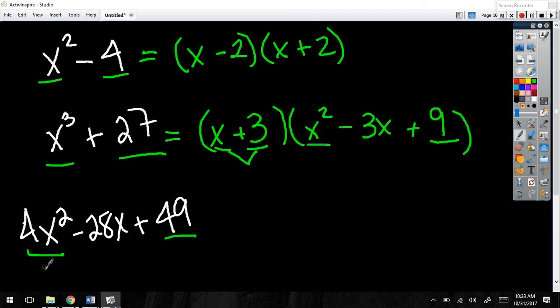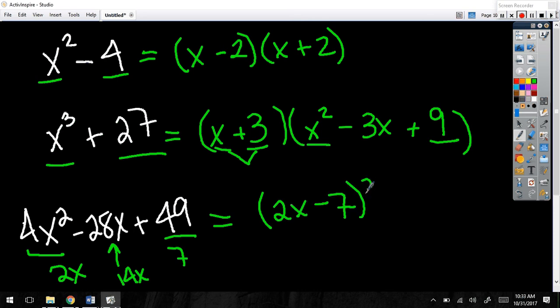What's the square root of 4x squared? What's the square root of 49? If you multiply those together and double them, you get 28x. So yes, how does it factor? 2x minus 7 to the second.